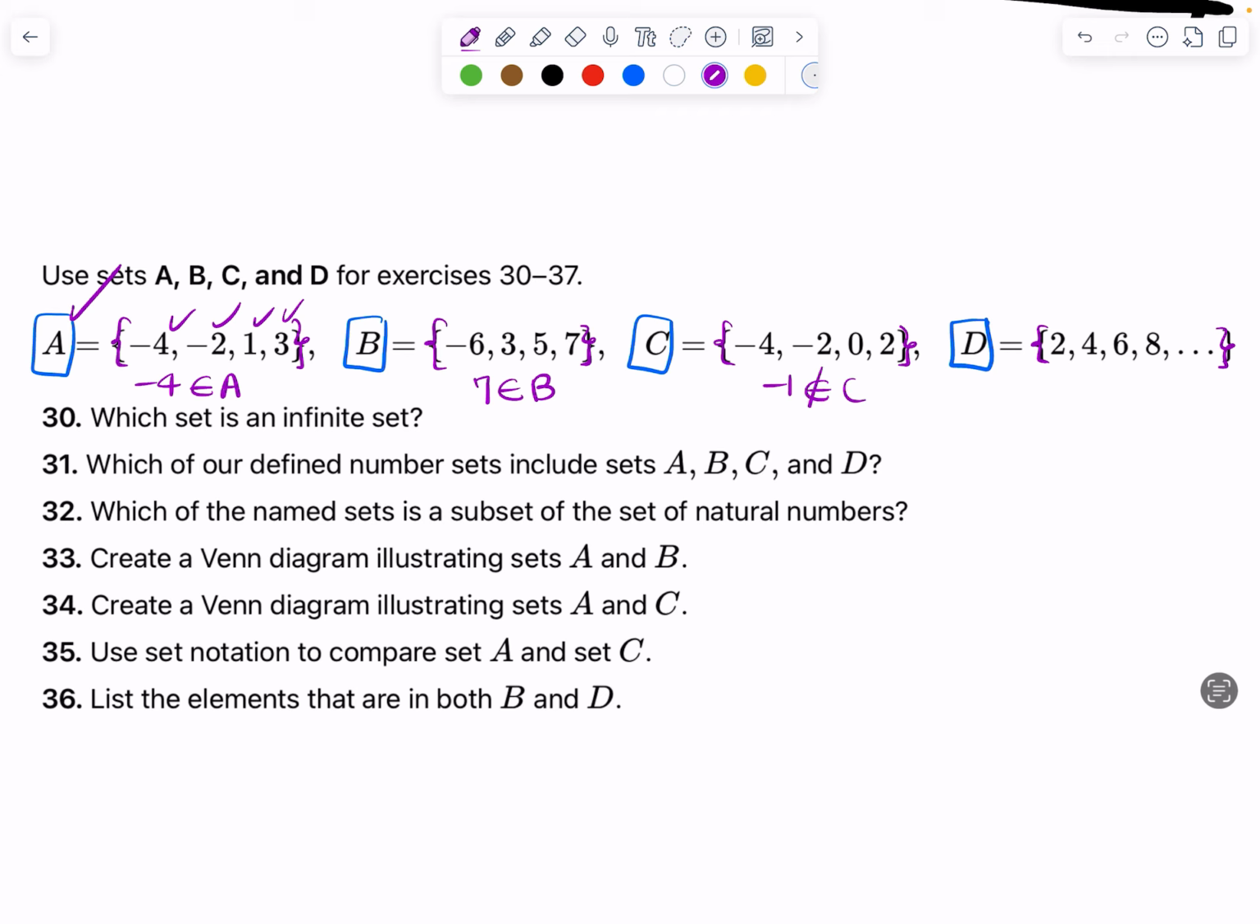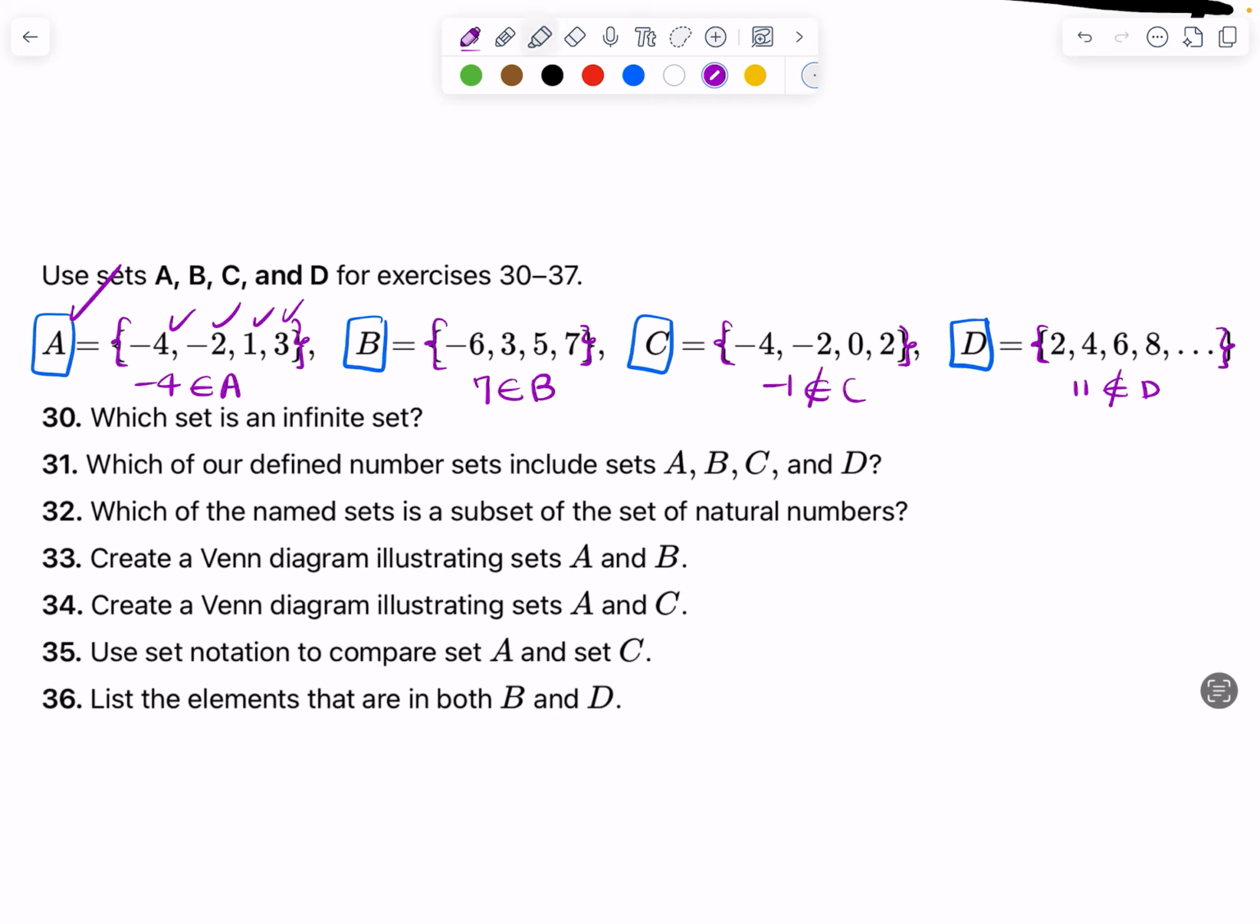What else? 2, 4, 6, 8. I see a pattern. This is a set of even numbers, except for 0. So let's say 11, which is an odd number, is not an element of set D. So that's what we learned in class today.